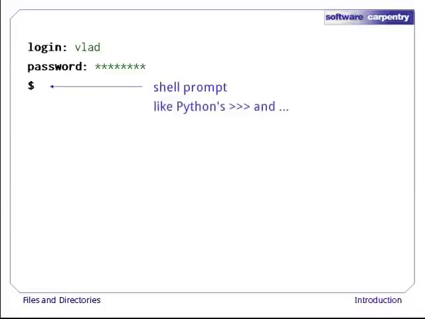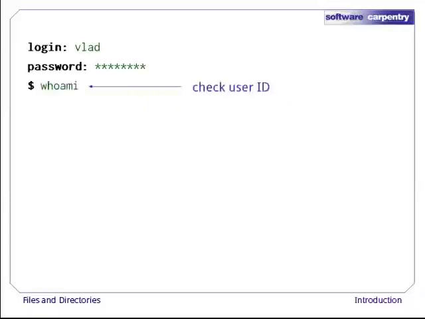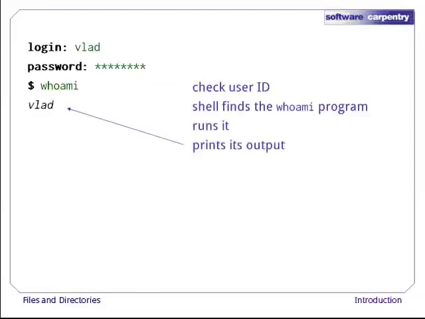The shell prompt is exactly like Python's triple greater than prompt. It signals that the shell is waiting for us to type something in. Type "whoami" followed by enter. This command prints out the ID of the current user, i.e., shows us who the shell thinks we are. When we enter it, the shell finds a program called "whoami", runs it, displays its output, and then displays a new prompt telling us that it's ready for more commands.